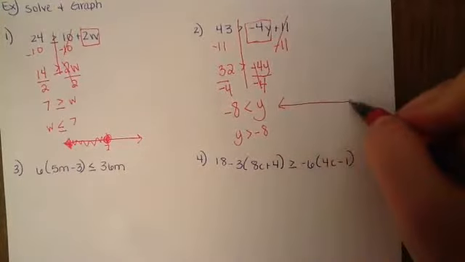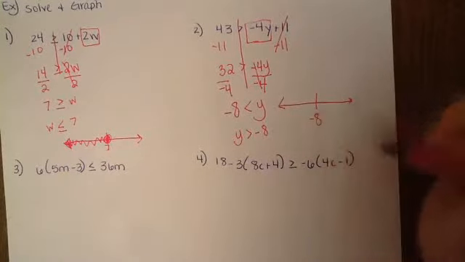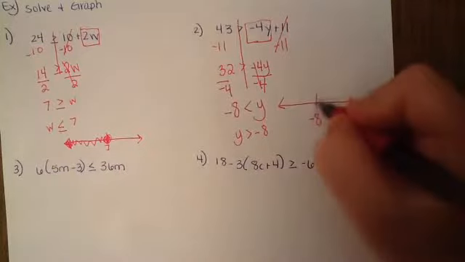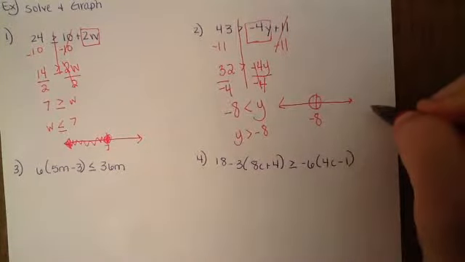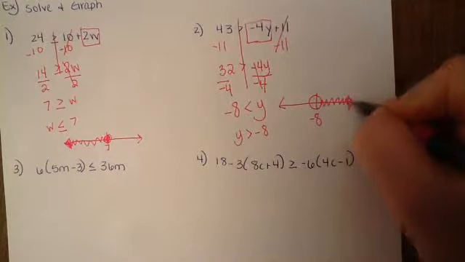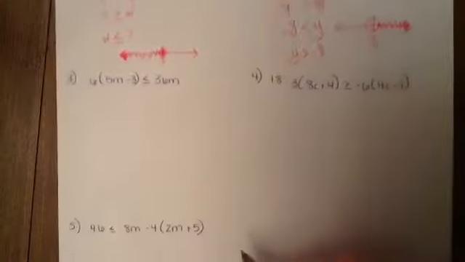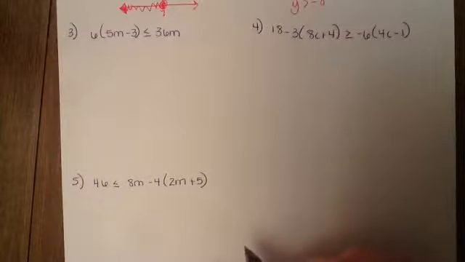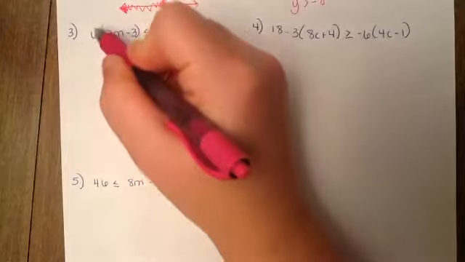When you graphed this, what type of circle did you have on negative 8? Open. And which way did you shade? To the right. Nice job. These next set of problems, you are going to have to do what first? You're going to have to distribute.